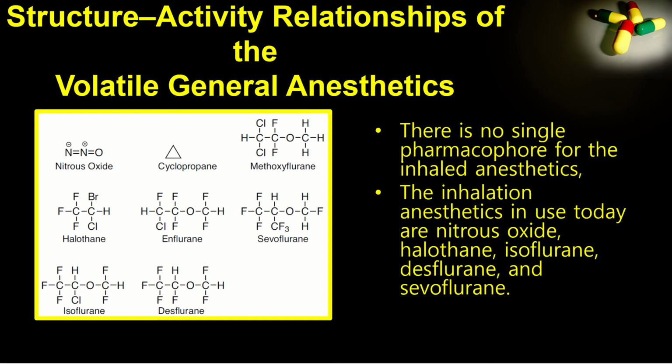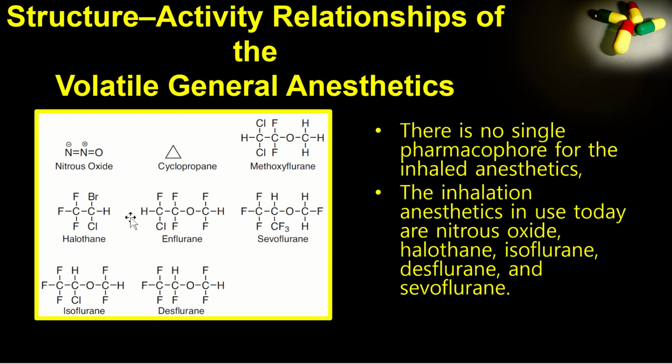So let's look at the structure activity relationships of the volatile general anesthetics. As you know, if you look over here, you will see that there's no single pharmacophore for the inhaled anesthetics. And so the inhalation anesthetics in use today are nitrous oxide, so we see the structure here of nitrous oxide, halothane, which is here, isoflurane, which is here, desflurane, which is here, and sevoflurane, which is here.